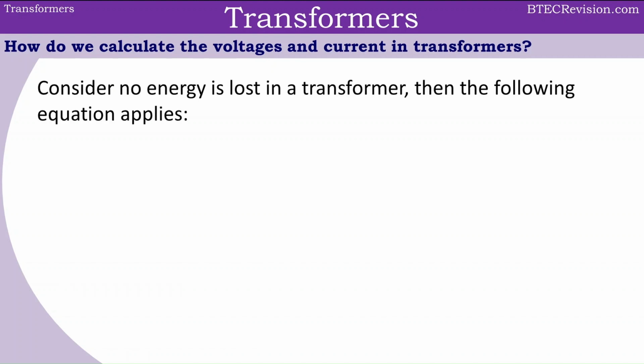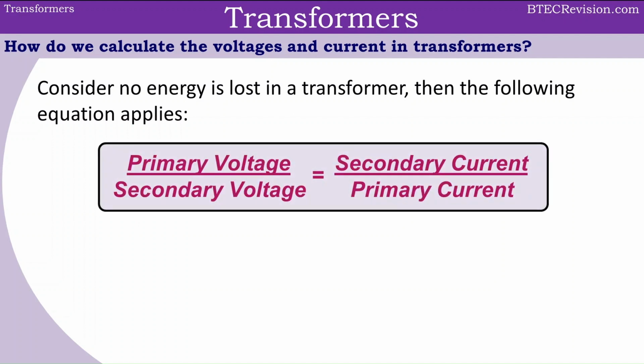Considering no energy is lost in a transformer, then the following equation applies. The primary voltage divided by the secondary voltage is equal to the secondary current divided by the primary current. Note that we have secondary first in the right side of the equation and primary comes second. The short form is V1 over V2 equals I2 over I1.